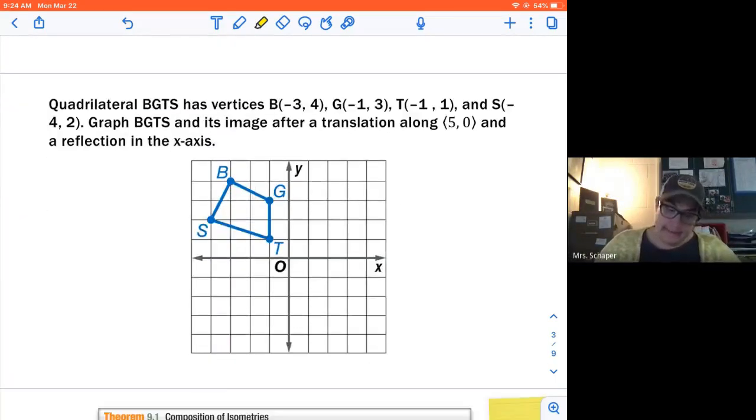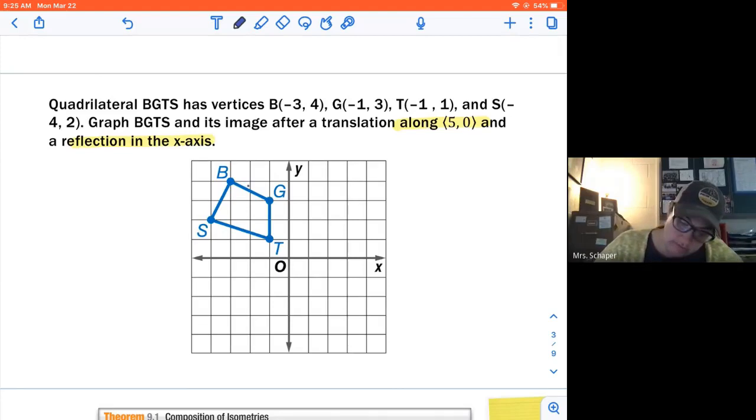All right. Here's an example of a composition. So we have the quadrilateral BGTS there. We're going to graph its image after translating along the vector 5, 0 and reflecting in the x-axis. So we're going to do two things. So here we go. If B, we're going to translate along 5, 0. So that means I'm shifting it 5 to the right and up 0.